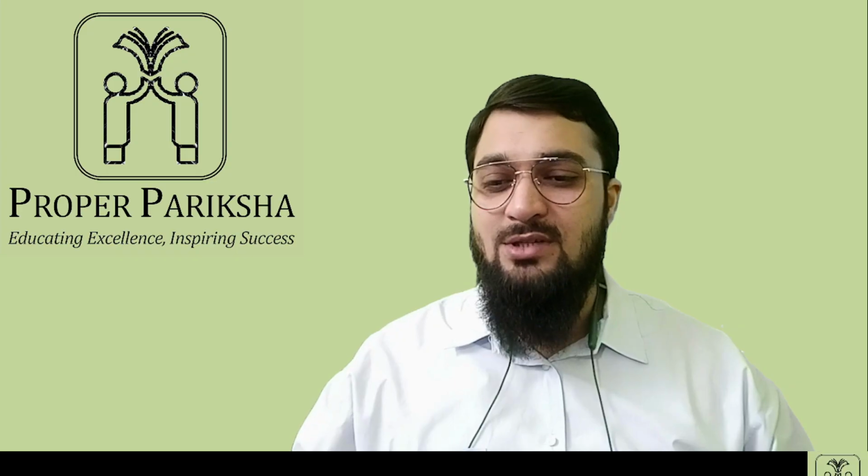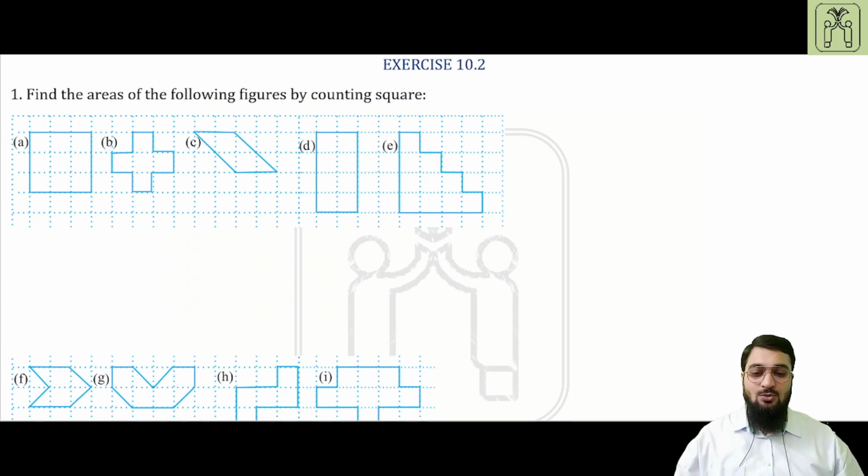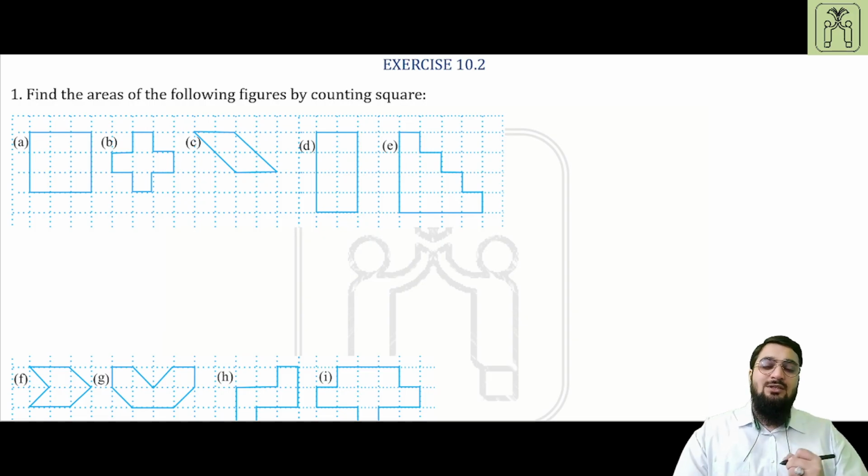So today we'll be starting exercise 10.2 and dealing with all the questions and understanding how to solve them. Starting with question number 1: find the areas of the following figures by counting the squares. So we'll just count the squares and mention what is the area of each of the figures.